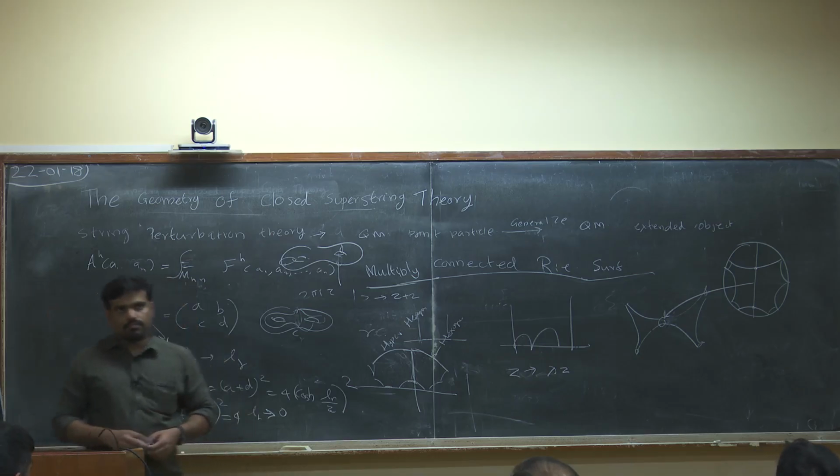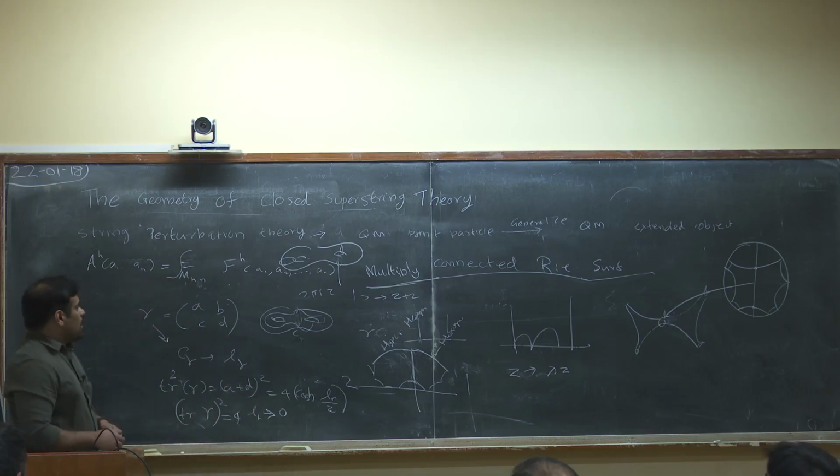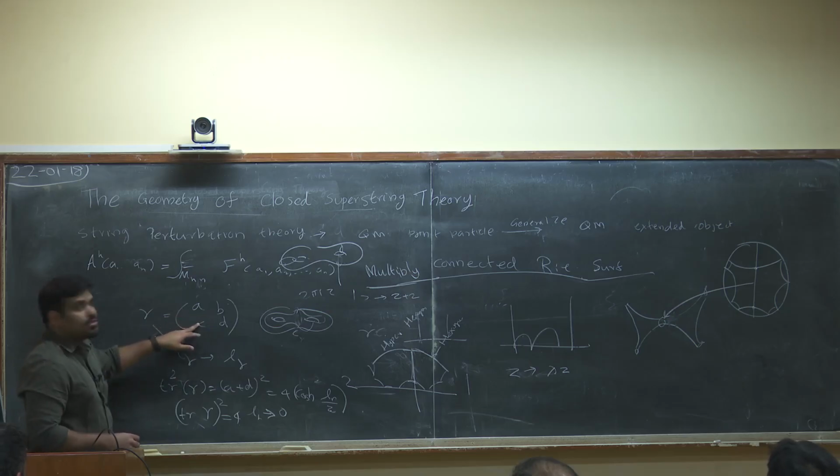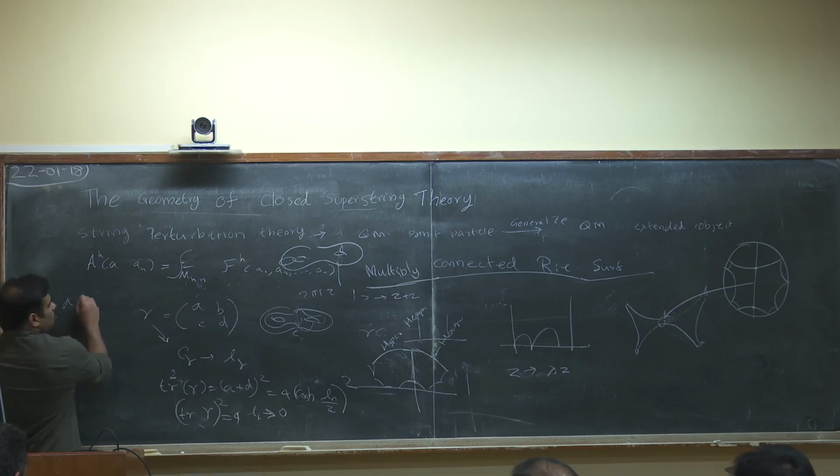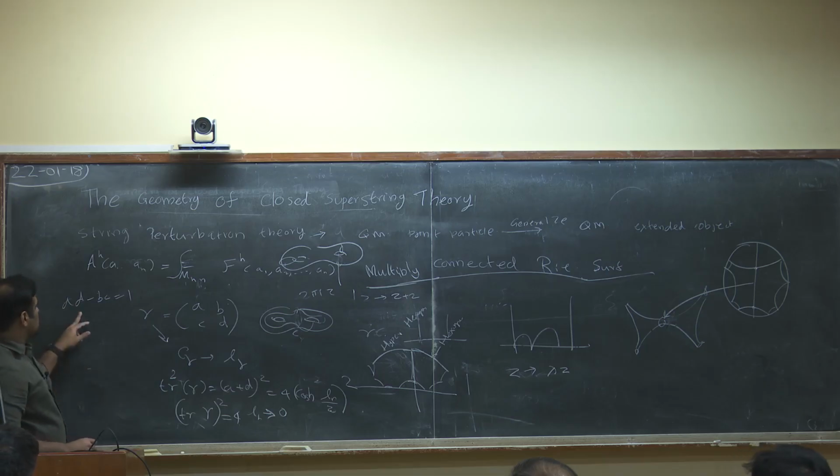So in this case, either B or C should be zero, depending on... I have to preserve this relation: AD minus BC should be equal to 1. And so you are saying A plus D equal to 2, plus or minus 2.